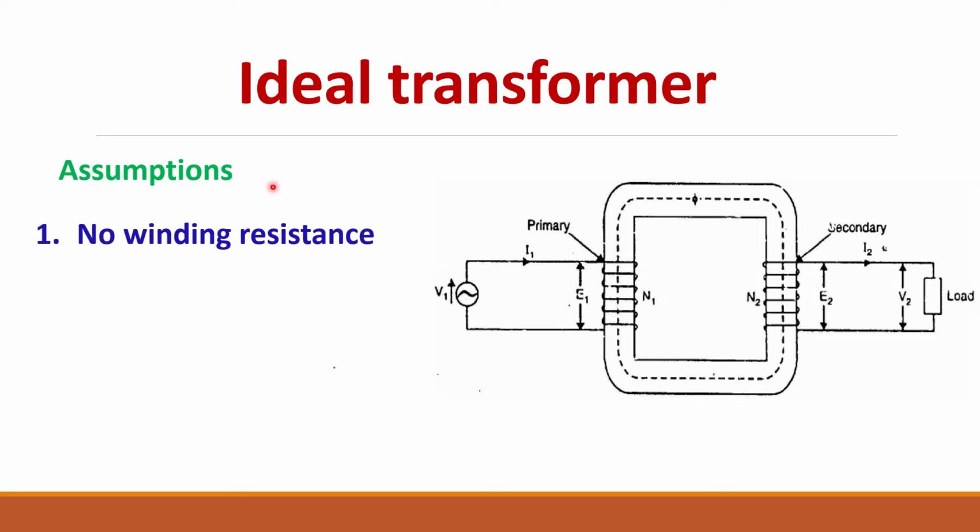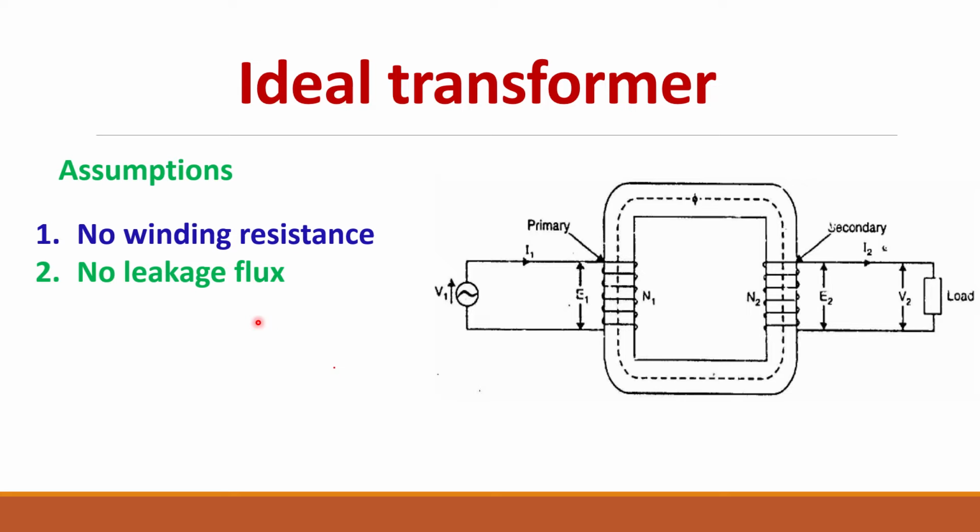The first assumption is that there is no winding resistance. The primary and secondary windings do not have any resistance. Normally, what is this winding? It is just an inductive coil. So the coil is purely inductive and there is no resistance in the coil. When there is no resistance in the coil, there will be no I square R loss or copper loss in the windings. So the first assumption is there is no winding resistance. The second one is there is no leakage flux.